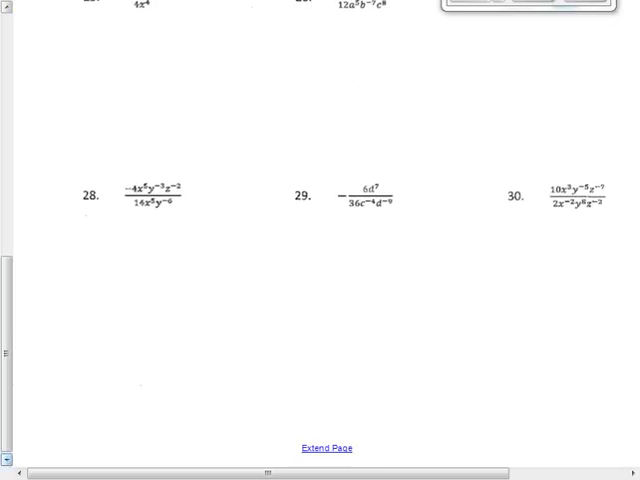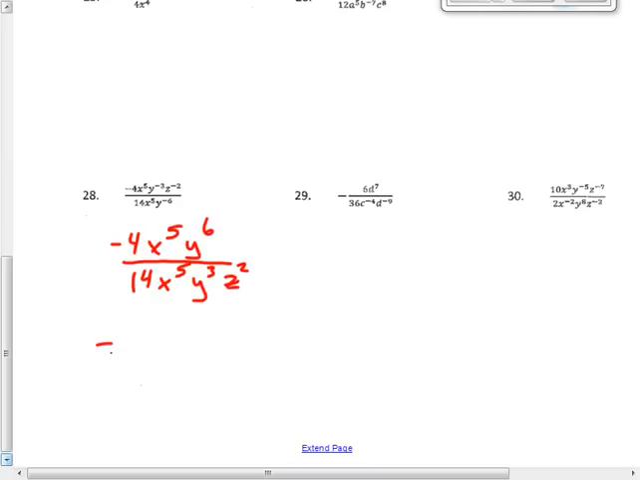Jump down to the very last ones. These are the most complicated ones we have. I've got a bunch of negative exponents, so that's the first thing that I'm going to take care of. Everything up to this point doesn't have any negative exponents, but I have negative exponents on the y to the third, so that's going to go to the bottom. A negative exponent on the y to the sixth, so that's going to go to the top. And a negative exponent on the z to the second, so that's going to go to the bottom.